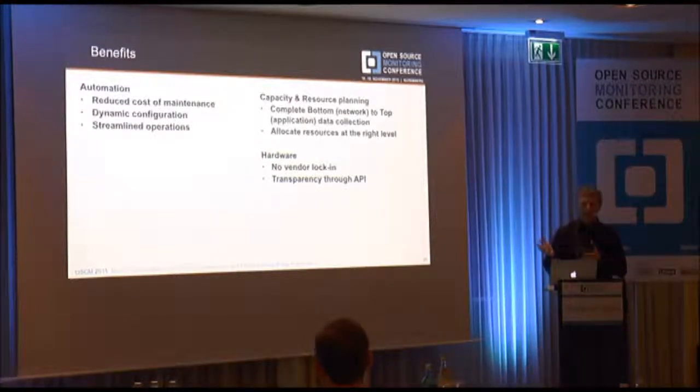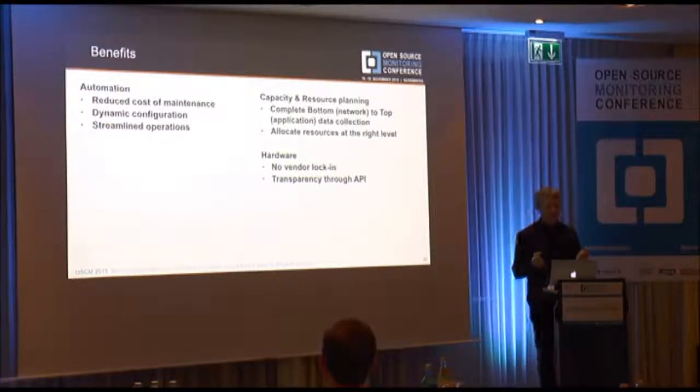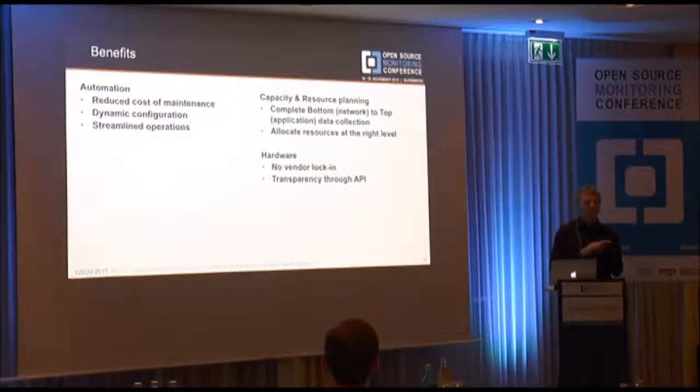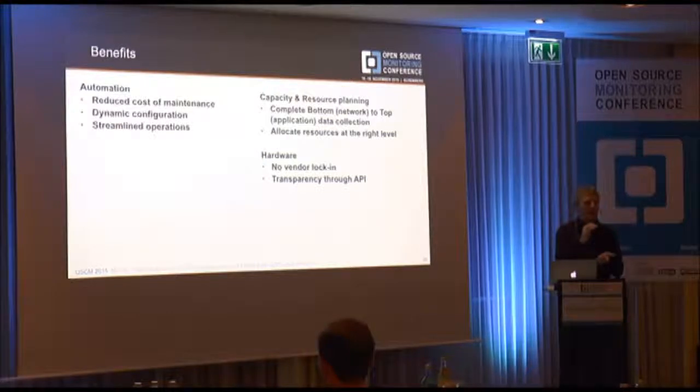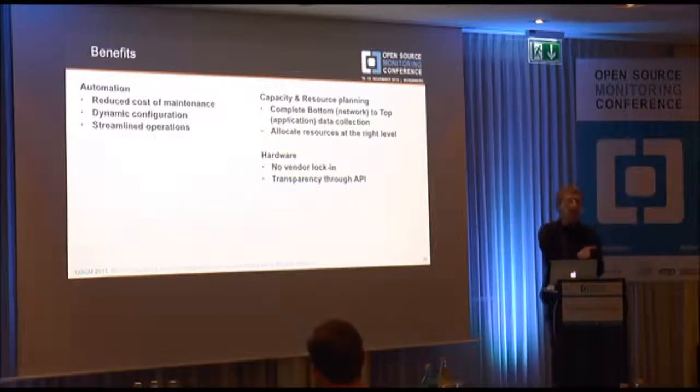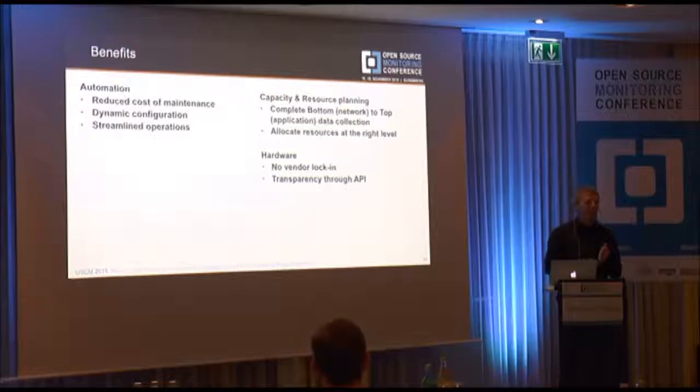We talked about capacity and resource planning. Since you have a view from the bottom, from the network, to the top, to the application, you can now see where the bottlenecks are, because you see the whole stack in front of you. You know whether the problem is in the network, or in the storage, or in the compute, the CPU, and that's where the problem lies, and then you can adjust it. And then allocate the resources where necessary.